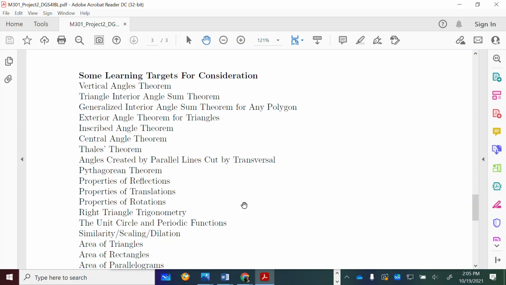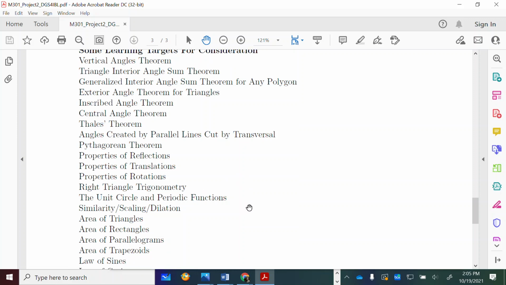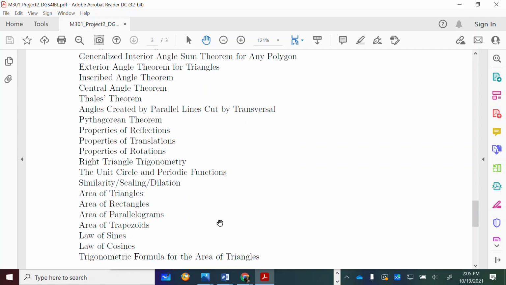How about the unit circle and/or periodic functions? It might be sort of hedging towards functions, but I thought it would be fine to do here if you want to try it. Similarity, so similar triangles might be interesting here. How about scaling and dilation? And then all of the areas: triangles, rectangles, parallelograms, trapezoids.